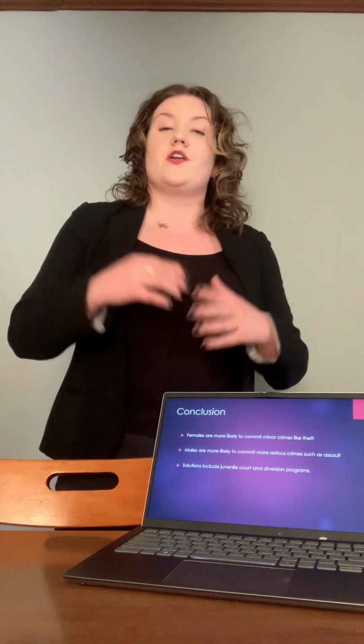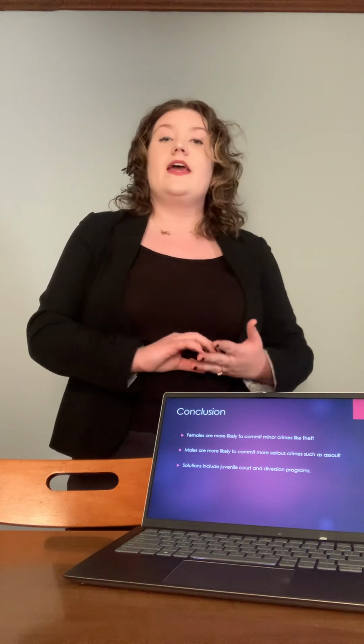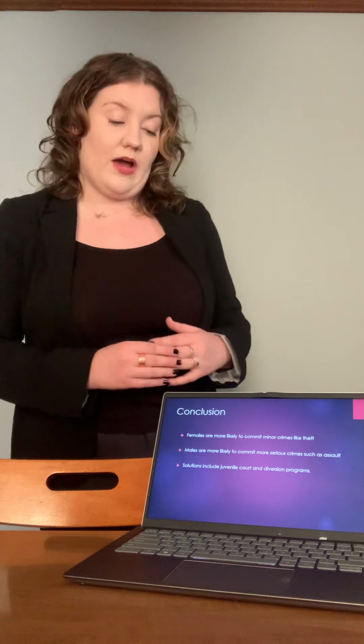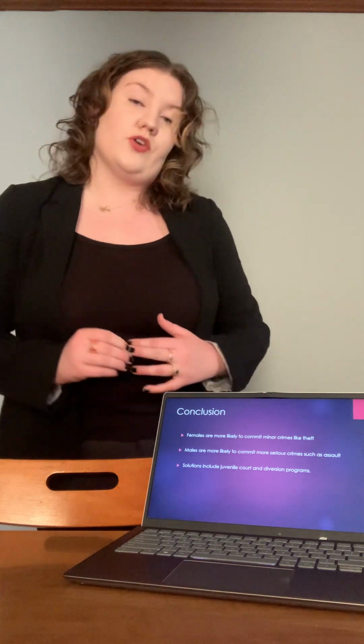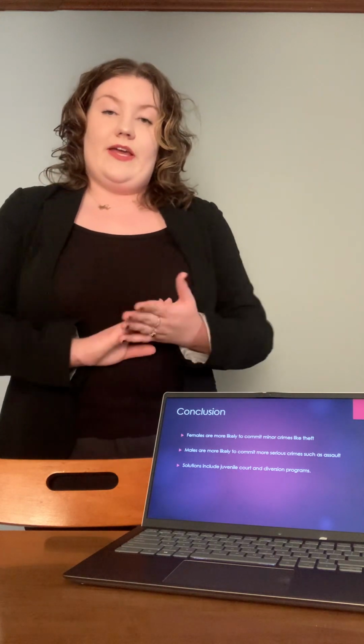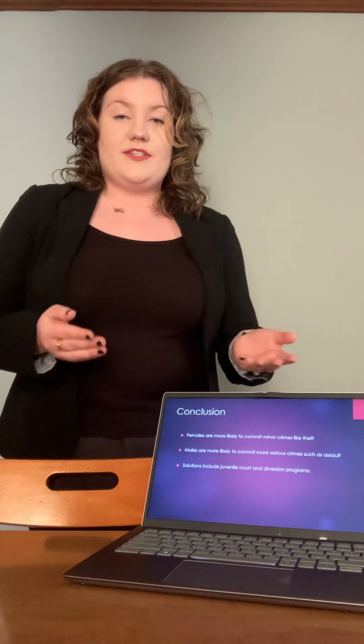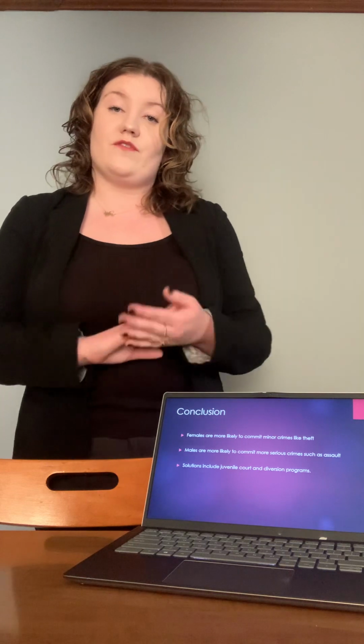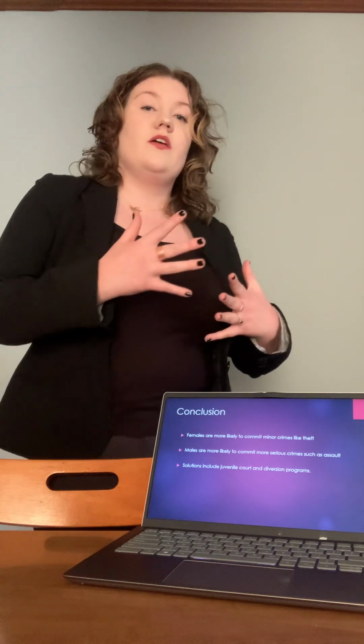And the solutions included juvenile court, and we talked about what juvenile court was and how it helped. And then we also talked about diversion programs, which were created to keep juveniles out of the justice system, as well as to help them regulate their lives after being taught to commit delinquent acts and so forth.